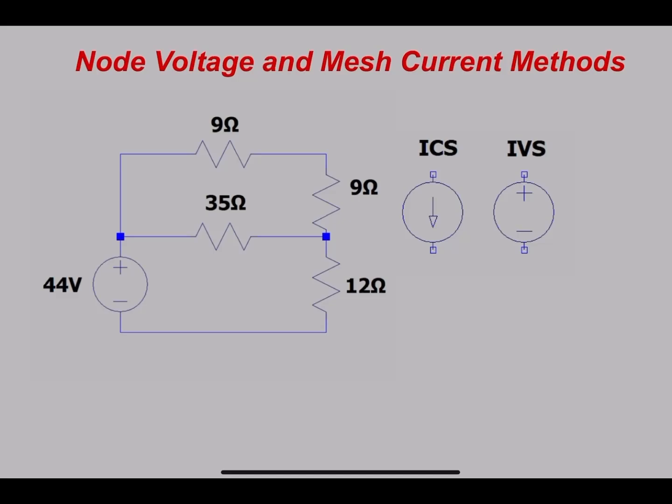So in this video, I'm going to be covering the node voltage and mesh current methods, which are two of the primary systematic ways of solving DC circuits, as well as other kinds. But in this video, I'm going to restrict it to circuits that have some combination of independent current source, independent voltage source, as well as a resistor network of some kind.